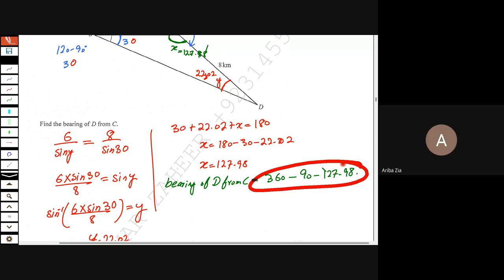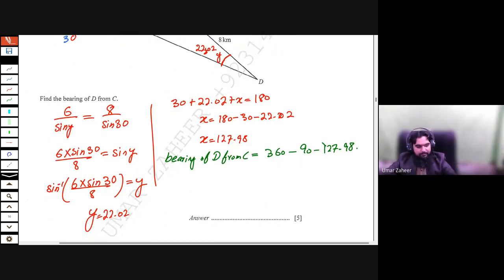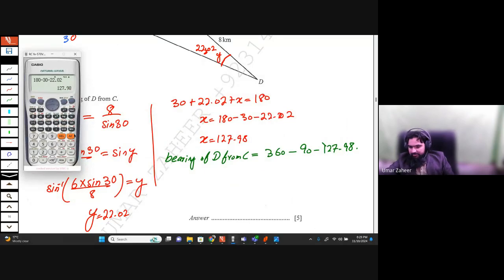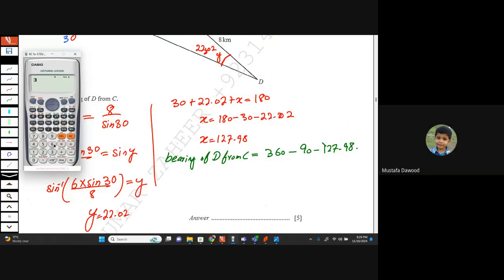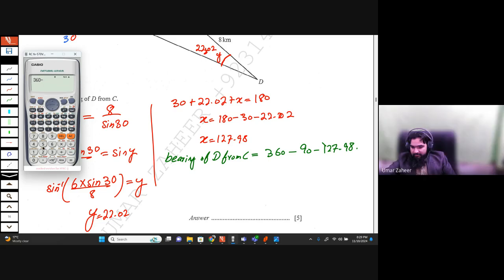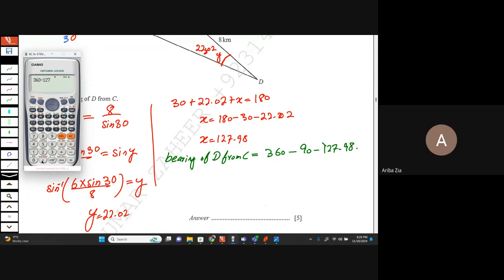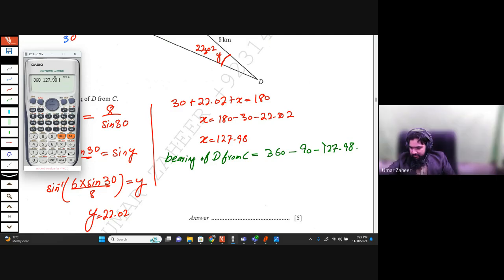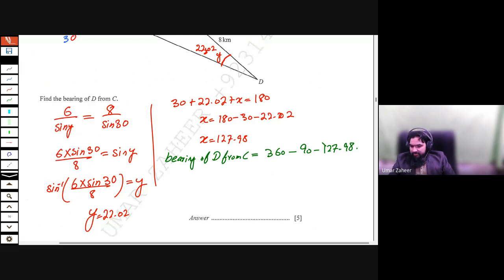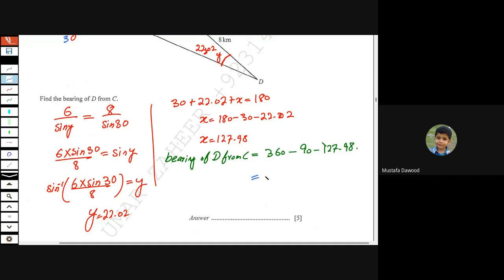Yes, sir. All right. Yes, please subtract the values. So 142.02. Yes, Mustafa, please check it again. 142.02. Yes, sir, 142.02.